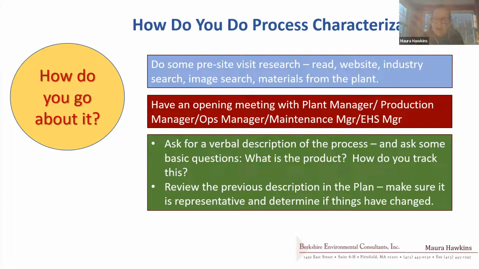And obviously, you have to review the previous description in the plan. I think this is not a step to overlook, especially on a renewal or an update to a plan. You do the best job you can on the previous planning cycle, but invariably there's going to be a change. So you want to go over that, make sure it's representative of what's still there, and determine if any things have changed. Is this still the way it is? Did you guys have any operation changes? Did you do anything different? Do you have any new products? Those kind of things at the beginning of the process.